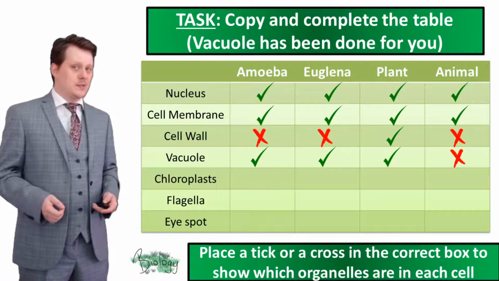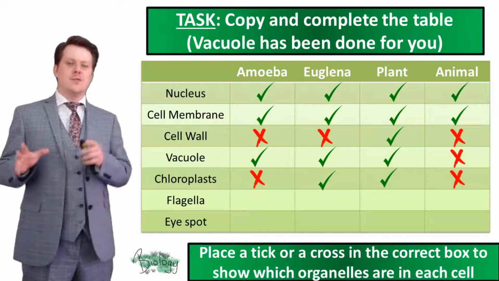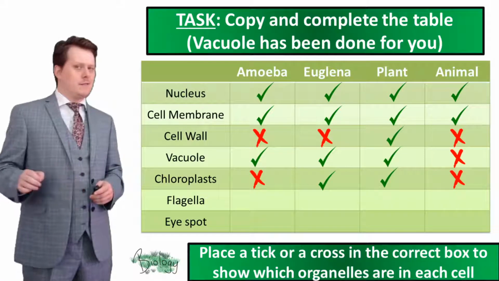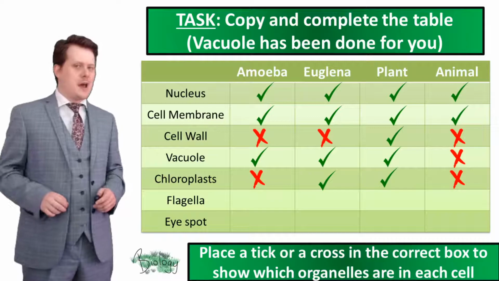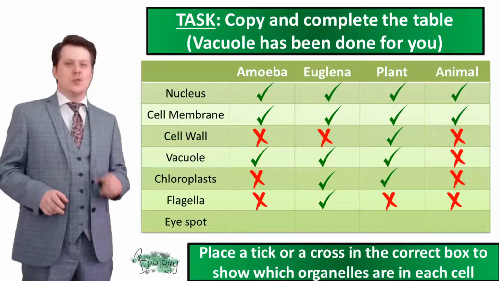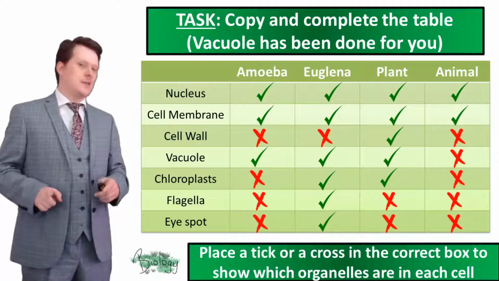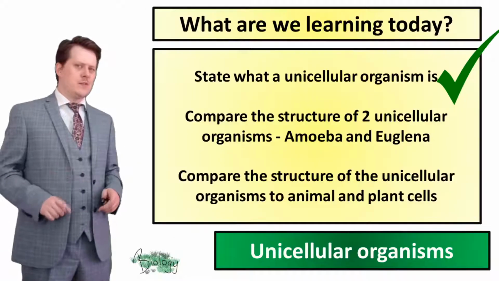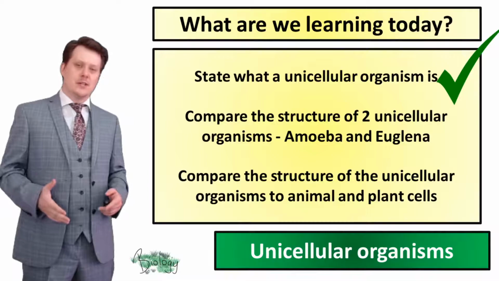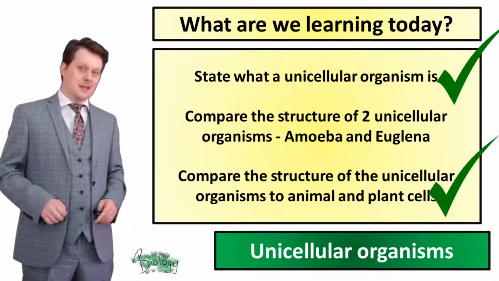Chloroplasts are found in the euglena and the plant cell. They are not found in the amoeba and they are not found in the animal cell. The flagella was only found on the euglena, and the eye spot was only found in the euglena. So now we have compared the structure of a unicellular organism to that of animal and plant cells.